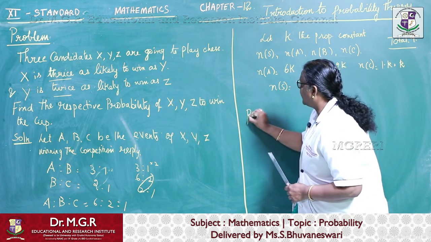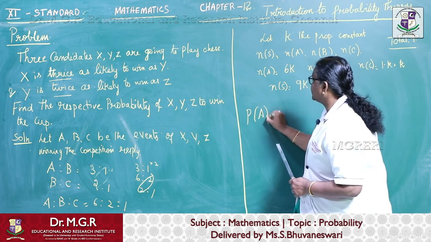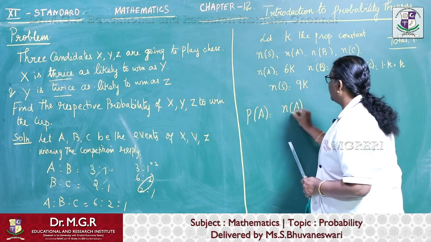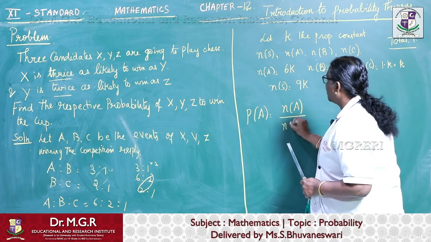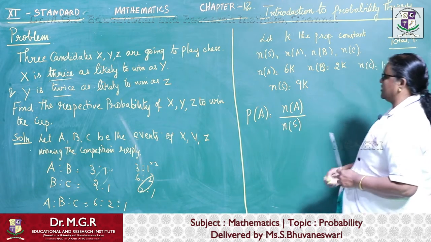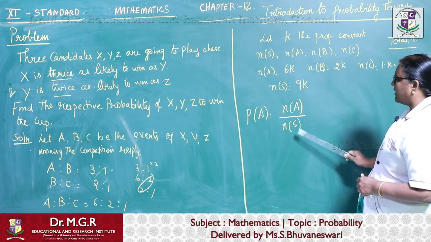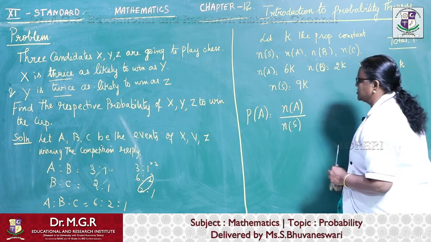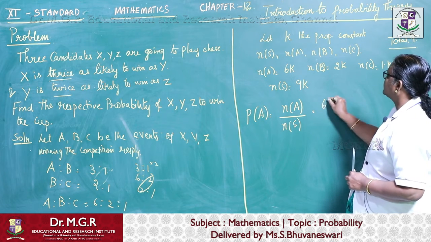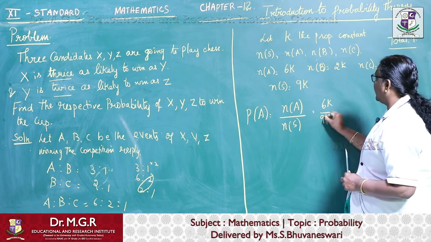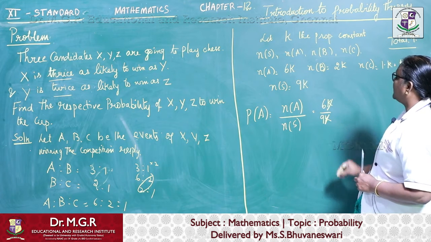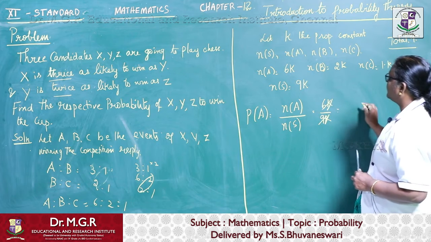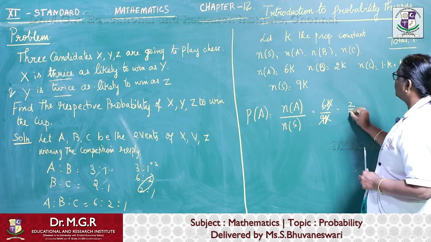Now, we are going to define the probability of A. What is the definition of probability? Total number of favorable outcomes divided by total number of possible outcomes. So, favoring elements divided by the totality of all the values. Am I right? So, what is our N of A? 6K by 9K. K being a proportionality constant gets cut. This we can reduce to the simplest fraction, 2 by 3.